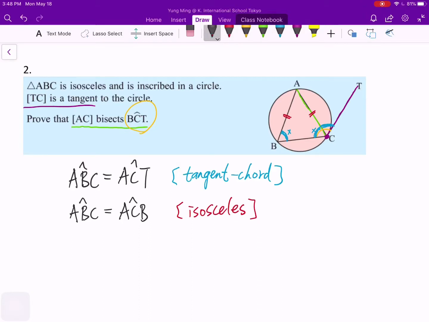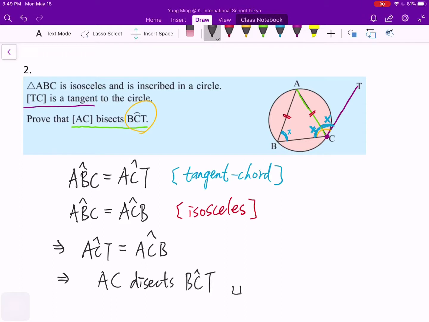So ABC is equal to ACT. ABC is also equal to ACB. That basically means our ACT is exactly the same as ACB then. So basically we're saying that this ACB is exactly the same as ACT. And that's exactly what we want on the fact that AC is bisecting the whole BCT. And therefore, we just need to do our final claim. Therefore, AC really does bisect BCT. And that's the end of the proof.